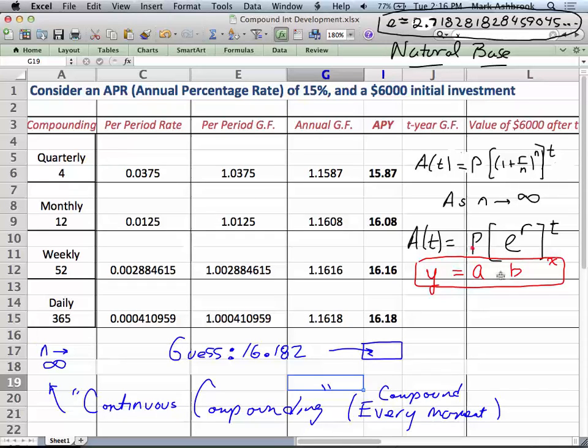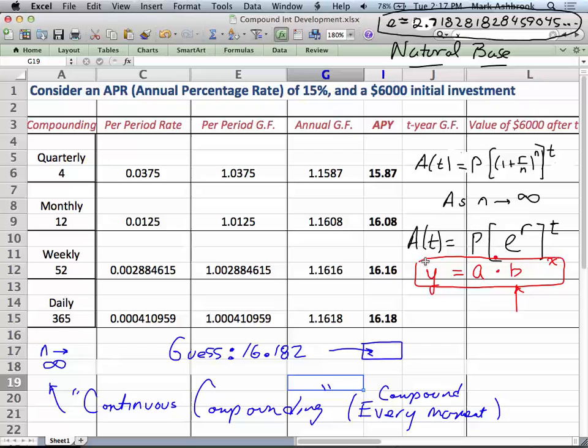Our goal is the APY. How do we get the true percent increase looking at a times b to the x? Where does percent increase come from? What's the centerpiece of a times b to the x, our exponential growth? B, the growth factor, right? And from the growth factor, we can easily get percent change. So this is our source of percent change.